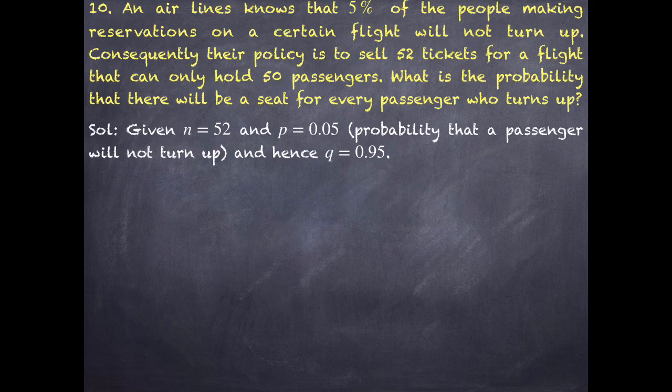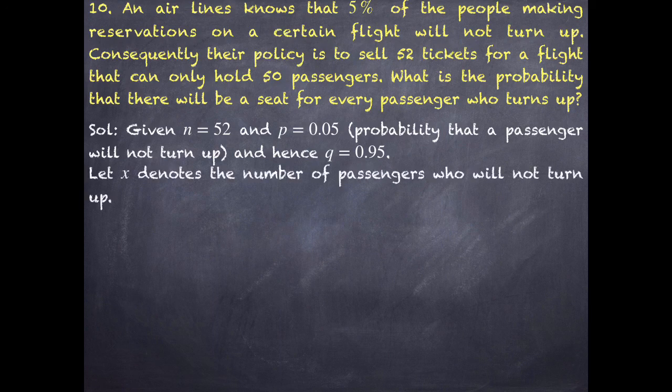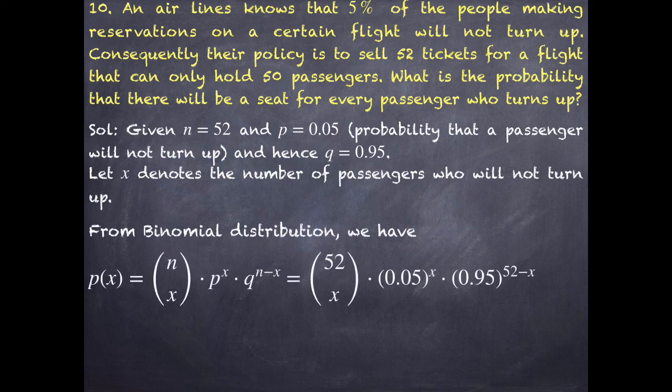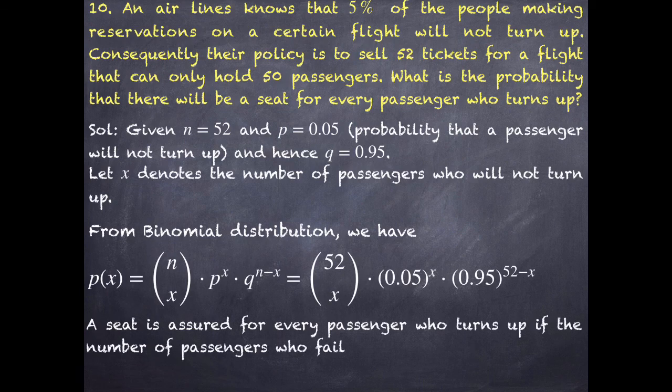q is 1 minus p, I considered. X denotes the number of passengers who will not turn up. So from the binomial distribution, write the formula and substitute all the values. A seat is assured for every passenger who turns up if the number of passengers who fail to turn up is more than or equal to 2.